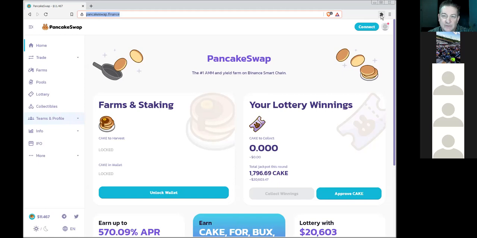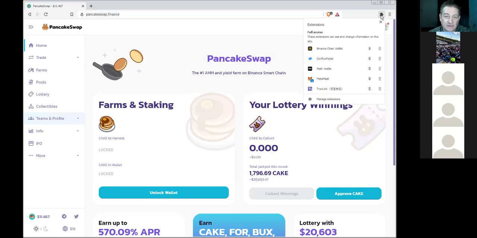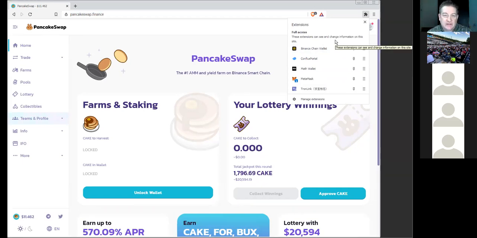But anyway, up in the corner here are the extensions that are installed. So I have a number of them installed here, but the one that we're going to be using today is called the Binance Chain Wallet. And this works with the Binance Smart Chain, which is really an up and coming coin, if you've been following the price lately, and platform for a lot of the new smart contracts. You know, obviously Ethereum was the first one to do the smart contracts.